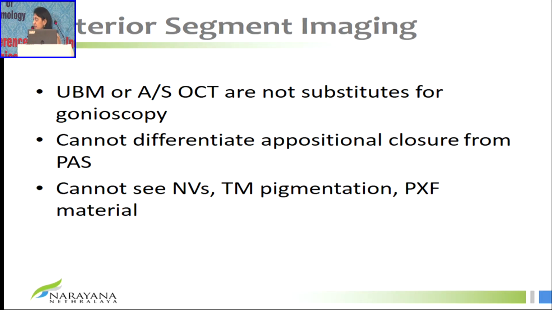A word about anterior segment imaging. UBM and AS-OCT, you should remember, are not substitutes for gonioscopy. They cannot differentiate appositional closure from synechial closure. You cannot see new vessels, you cannot see the pigmentation of the trabecular meshwork, you cannot see pseudoexfoliation material and a host of these things with any of these imaging techniques.